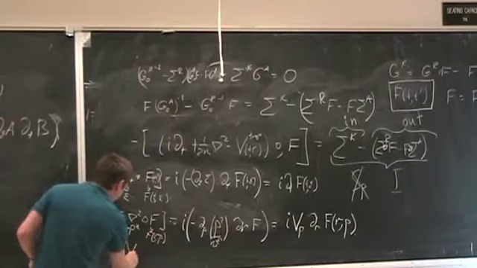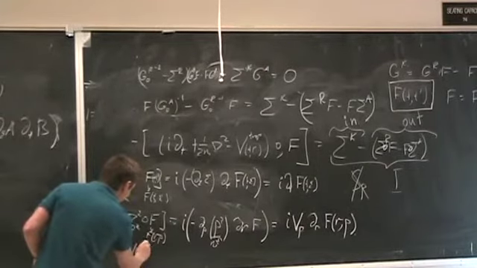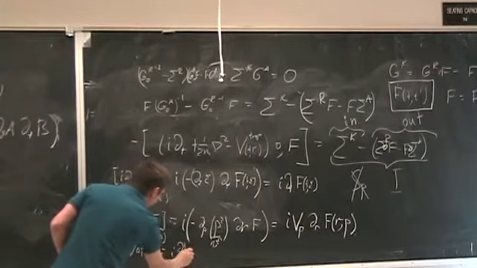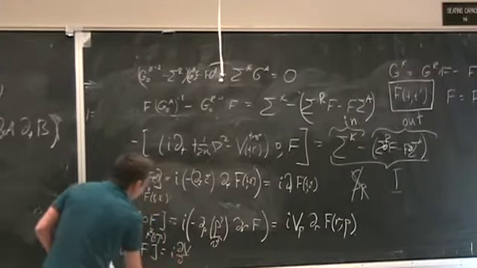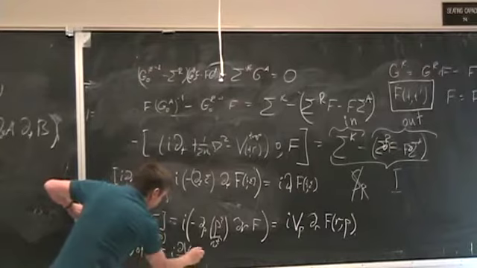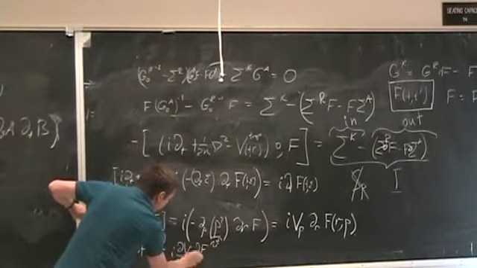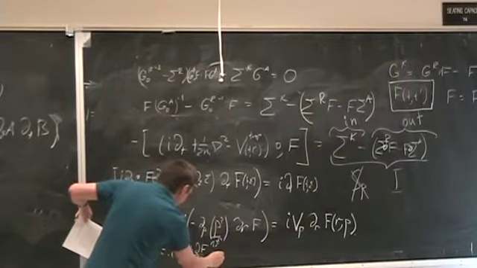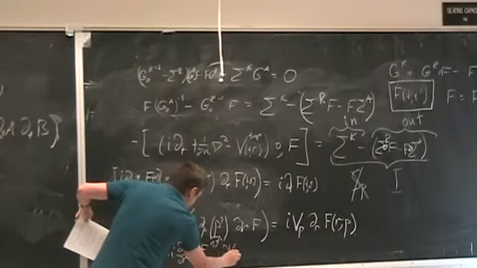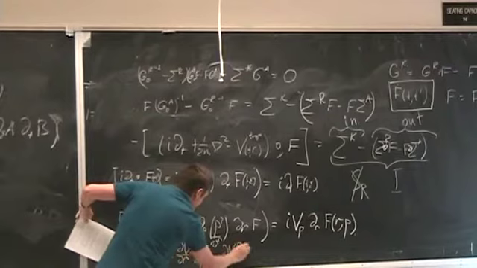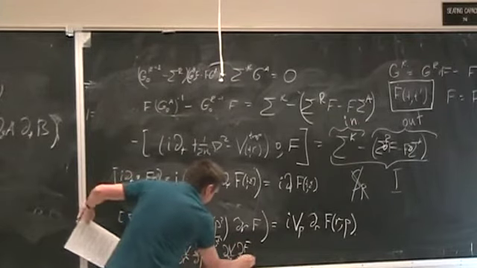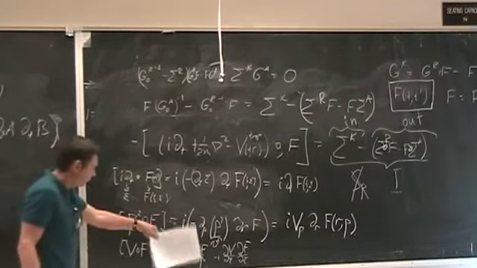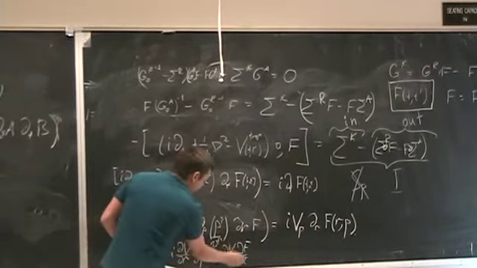So ∂V/∂r ∂F/∂p, and then minus ∂V/∂t ∂F/∂ε. Okay. Now, forget for a second about the time dependence of your trap.